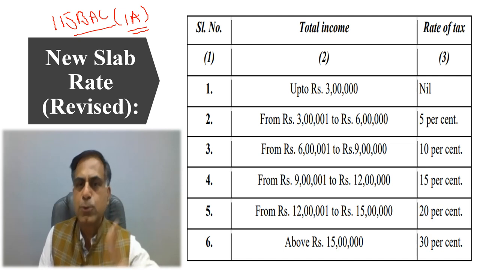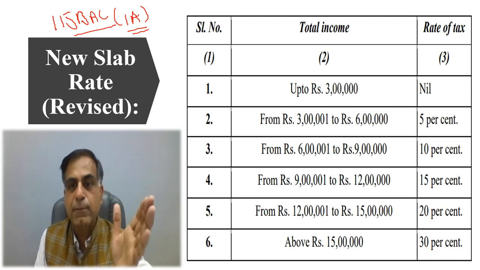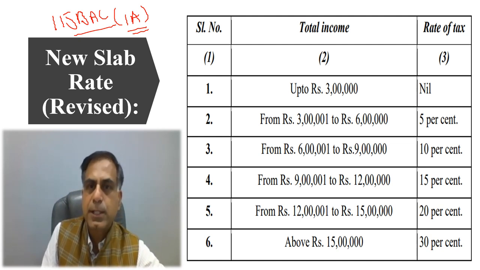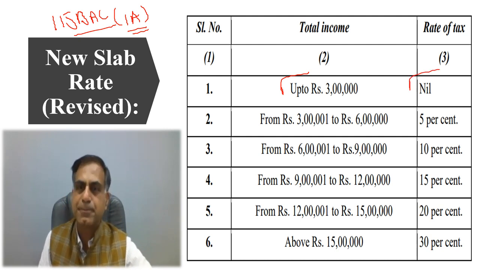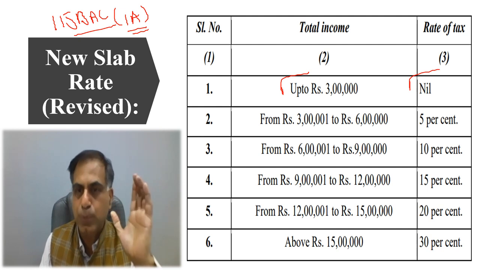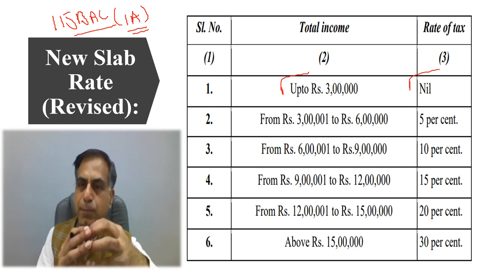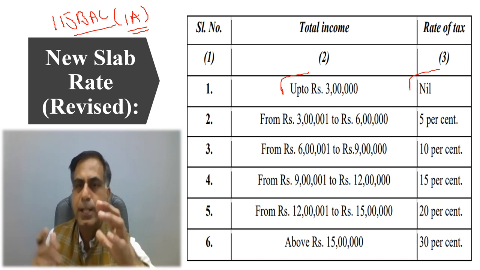Now what will be this new slab rate? The slab rate prevailing earlier was the new slab rate, but it is again being changed. The government is now saying that up to 3 lakh rupees, we will tax you nil. This is important because generally the basic exemption limit is 2.5 lakh, but the government is saying that if you are earning up to 3 lakh rupees total income and you wish to opt for the new slab rate, we will not tax you at all.